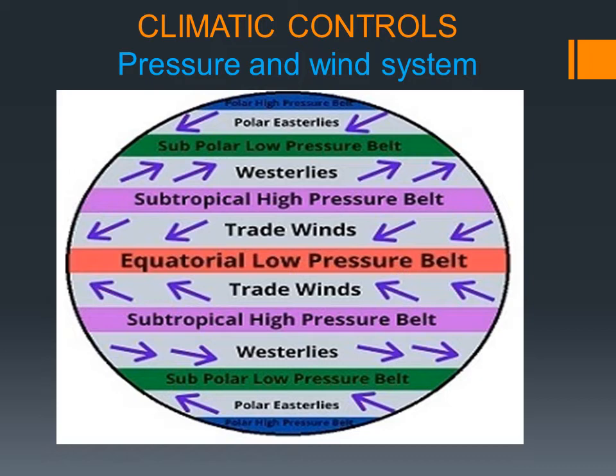So these trade winds are responsible for bringing in monsoons. So to get rainfall in a particular area, these trade winds should be favorable.